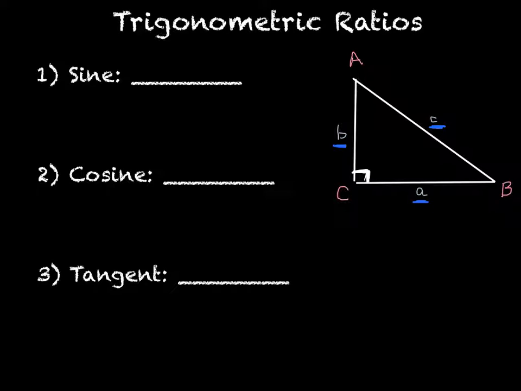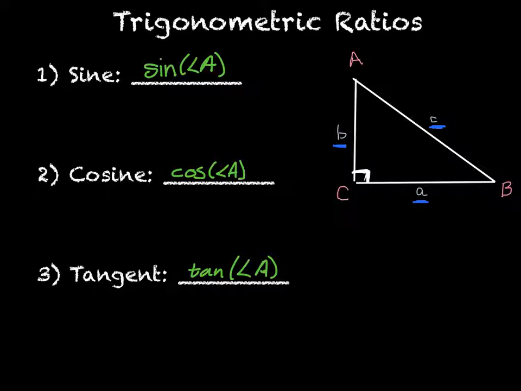So if I am looking for sine, first of all I'm going to write it as S-I-N of whatever angle I'm looking for, angle A. And if I'm looking for cosine, it's going to be C-O-S of angle A. And then finally tangent would be T-A-N of angle A, or whatever angle we're looking for. We just put the angles in there.